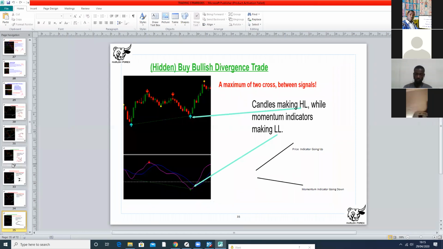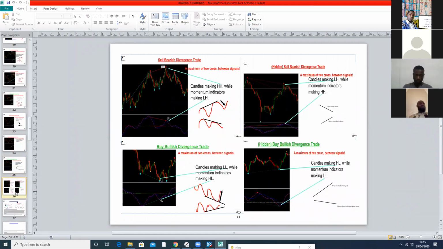Now, what I've done as well is put them together so you can see all of them. This is what we call a sell bearish divergence, and this is what we call a bullish divergence. So we're looking to buy and we're looking to sell. These are just the regular ones where price is making higher highs or price is making lower lows. Whereas this one is what we call the hidden, meaning it's not very easy to spot.